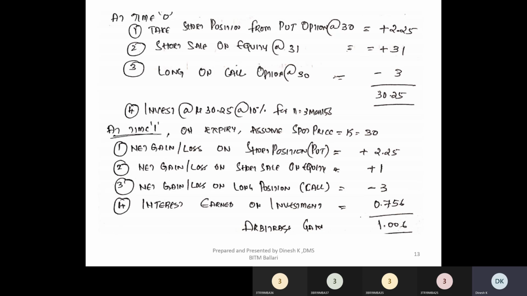So I'll start with my right hand side position, where I am supposed to take a short position on a put option and a short sale on equity, right? So I will take a short position on a put option at a strike price of 30. If I take a short position on a put option, I have an obligation to buy at rupees 30 from a put buyer, right? So I'll be receiving a premium of 2.25 rupees, right?